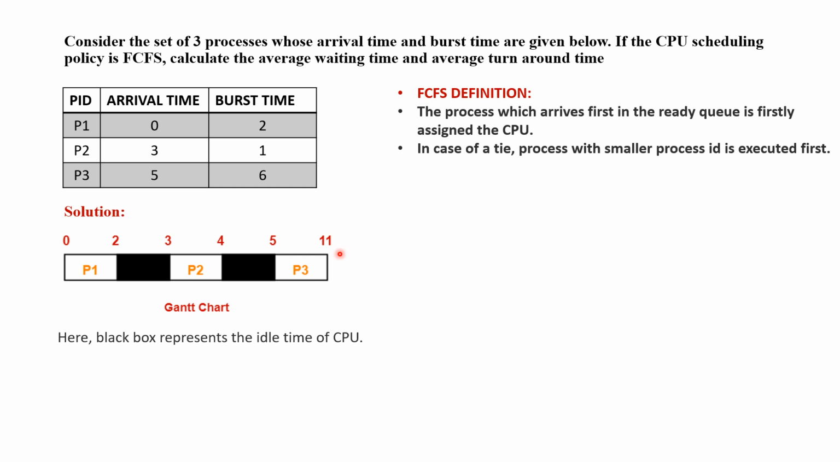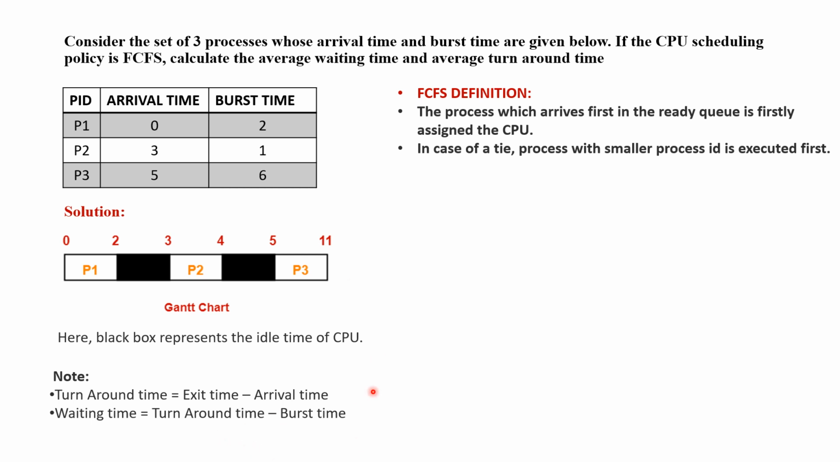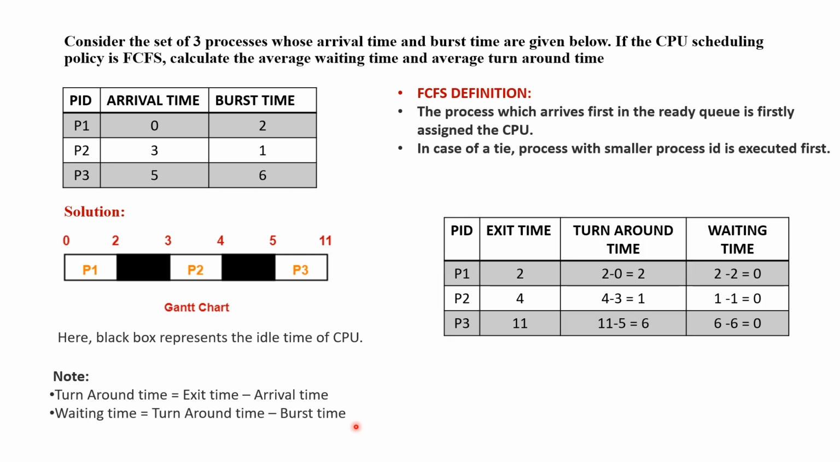Now we have to find the average waiting time and turnaround time. First we should know what turnaround time and waiting time are. Turnaround time means the time taken for completion. Waiting time means how much time it waits to get the CPU. The formula for turnaround time is exit time minus arrival time, that is, the time between when it completes and when it arrives. And waiting time is turnaround time minus burst time. These are the formulas for turnaround time and waiting time.